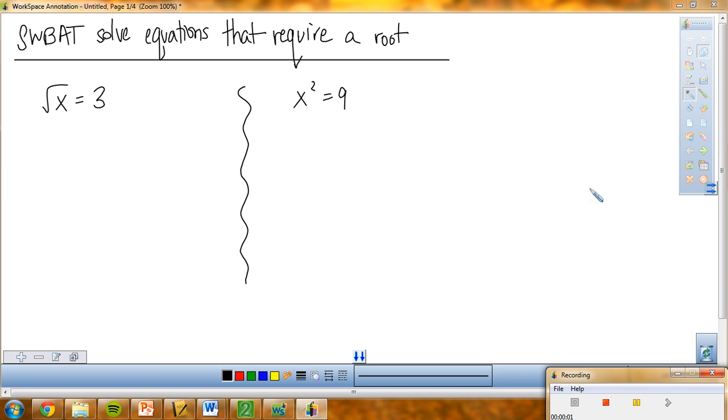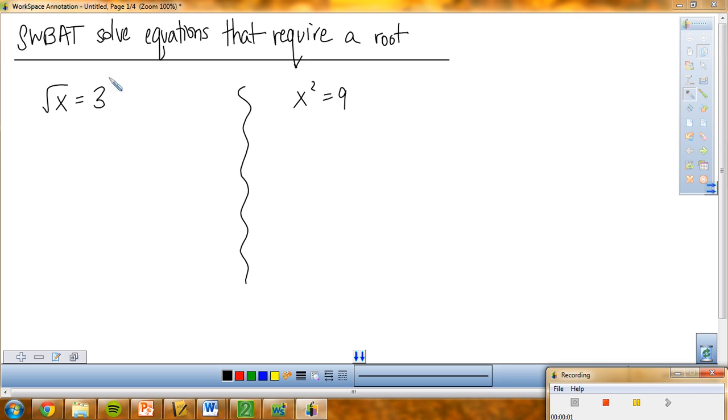So in this objective, we're going to learn how to solve equations that require a root. To start out, we're going to compare this problem, which is actually very similar, but there are a few differences, and we're going to talk about which one requires a root and which one is solving a radical equation.